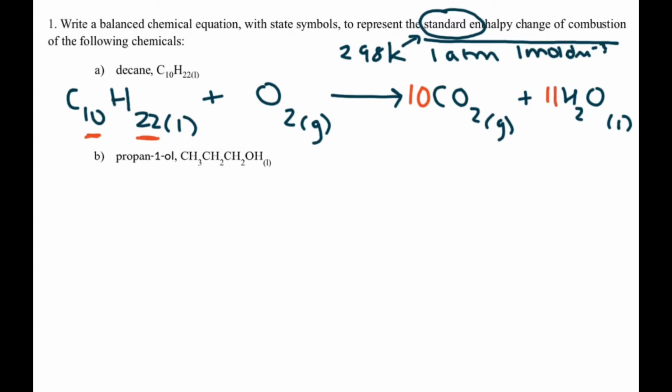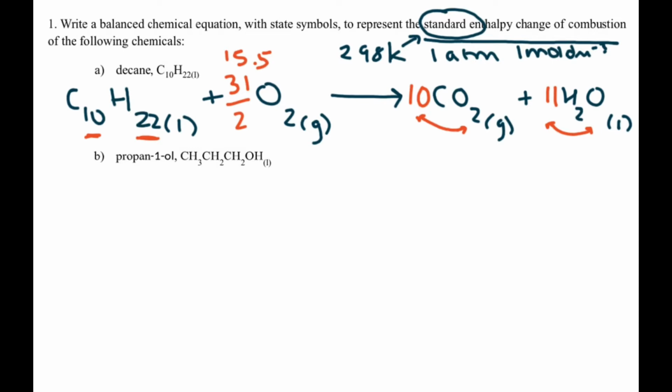And then finally balance the oxygens. So there are 20 oxygens and there's 11 oxygens, so that is 31 oxygens. So you can put 31 over 2, or you can put 15.5. You can write either, it's okay. Okay, so that's the standard enthalpy change of combustion of decane.